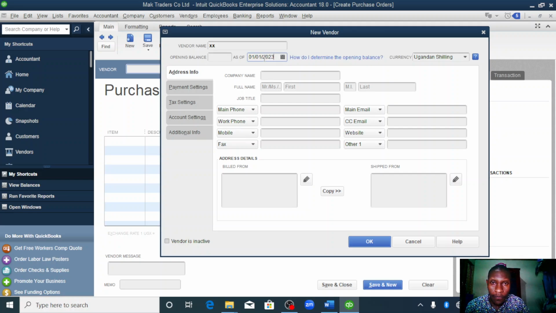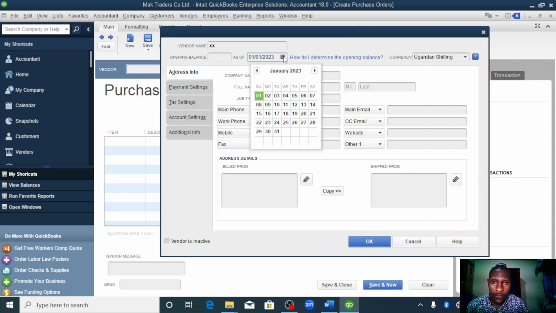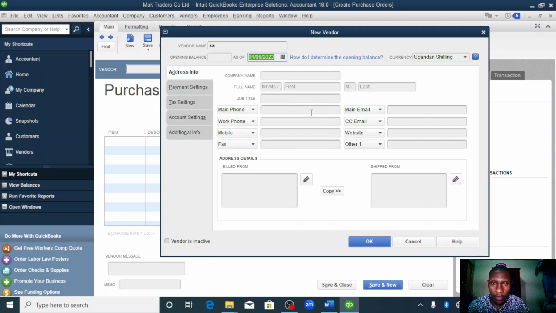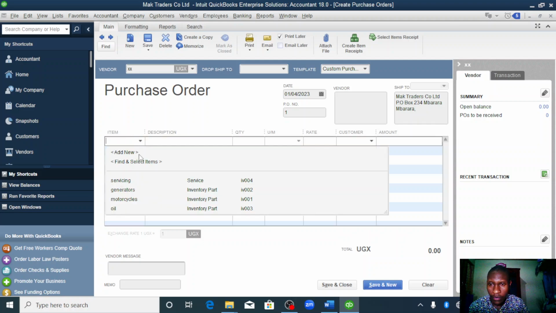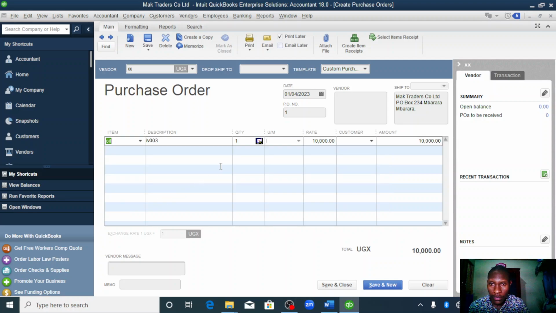So the date is 6. Then we click OK. So our supplier XX is here. So supplied 100 liters of engine oil. We look for oil, 100 liters.